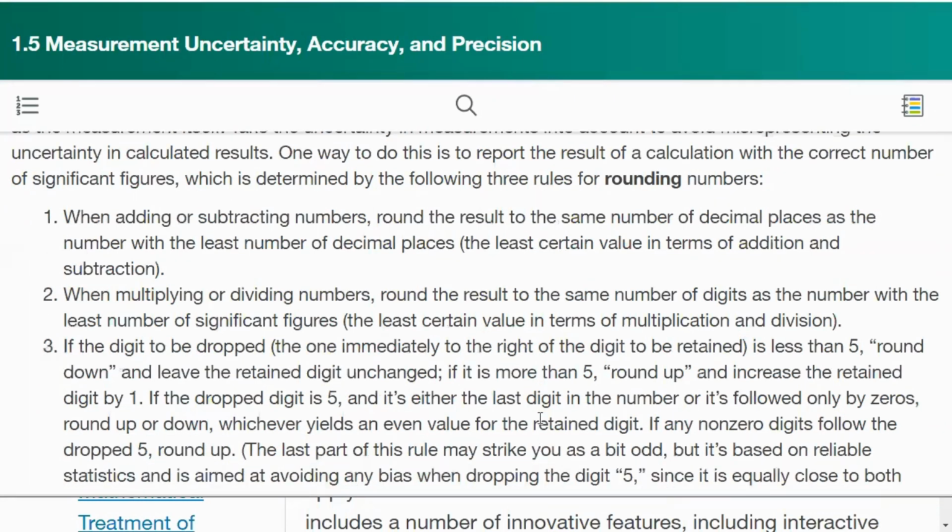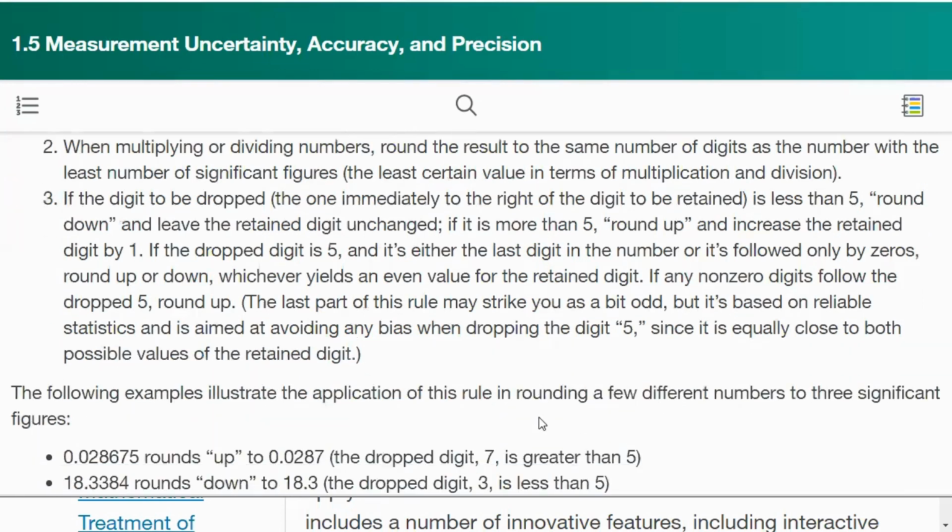When adding or subtracting numbers, round the result to the same number of decimal places as the number with the least number of decimal places, the least certain value in terms of addition and subtraction. When multiplying or dividing, round the result to the same number of digits as the number with the least number of significant figures, the least certain value in terms of multiplication and division.